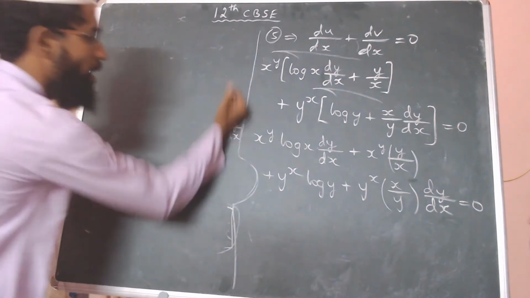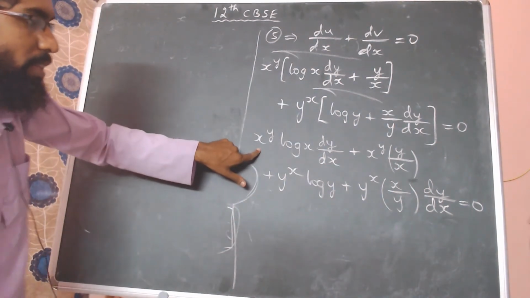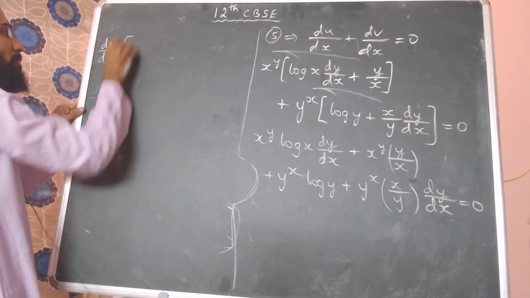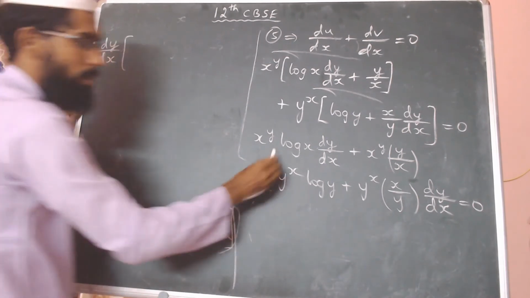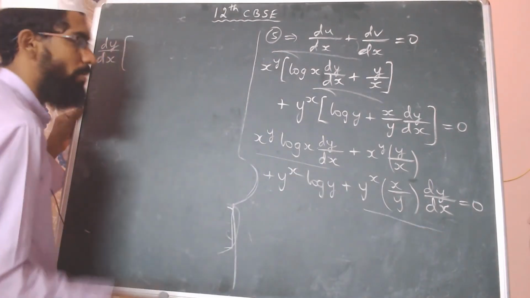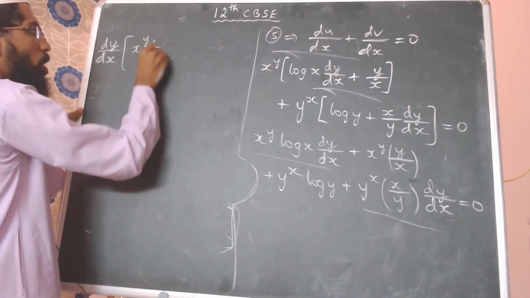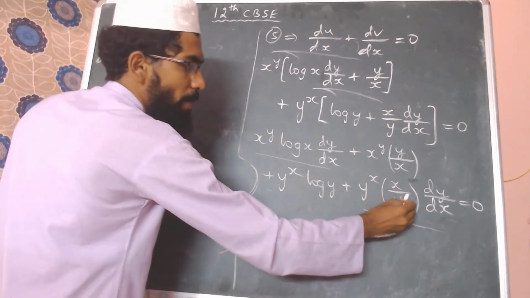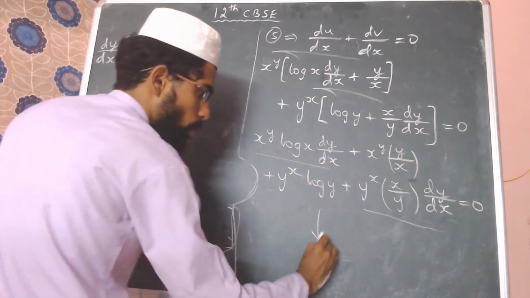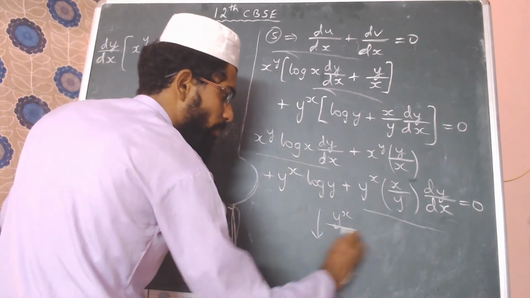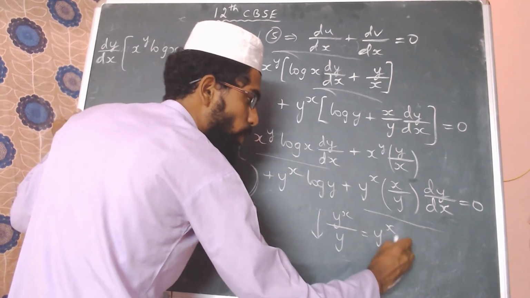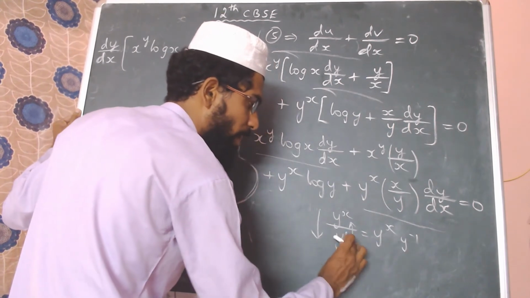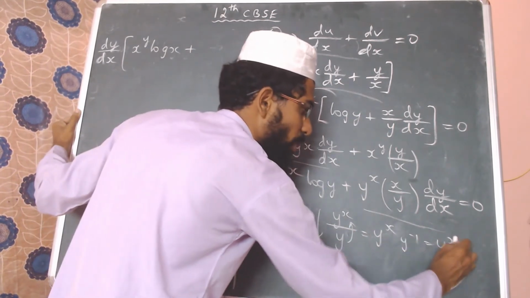Now what I can do is take out dy by dx common from these two terms, from this term and this term. If I take dy by dx common, what will be left out? X power y log x plus, actually it is y power 1. If I combine y power x by y, I will get y power x into, taking the denominator to the numerator, y power minus 1, because it is nothing but y power 1. So together I can write it as y power x minus 1.